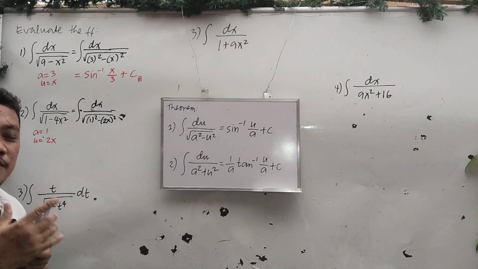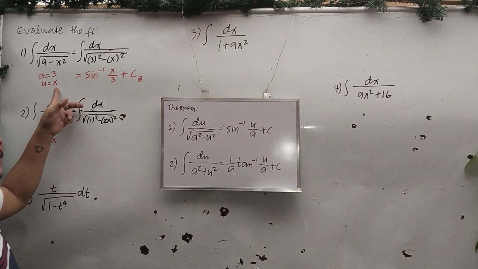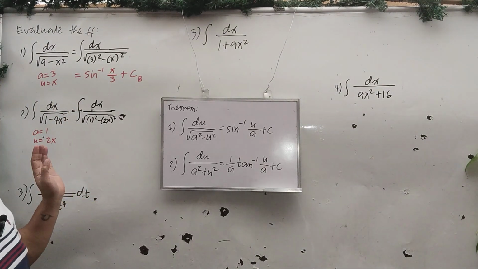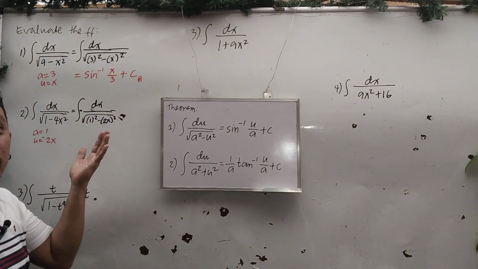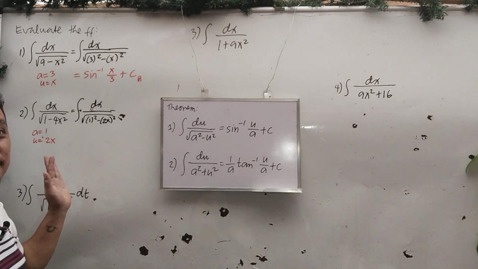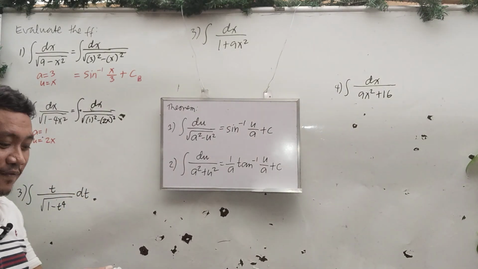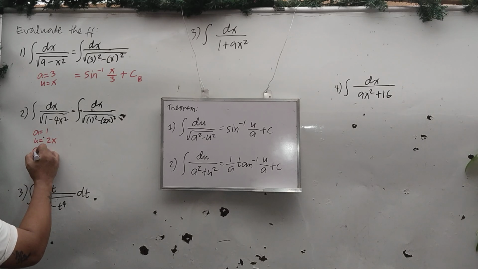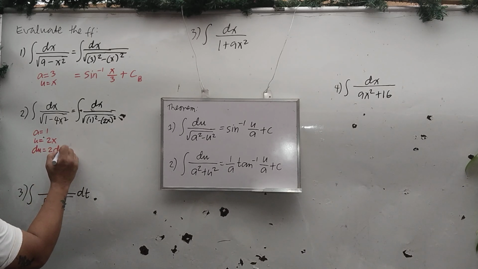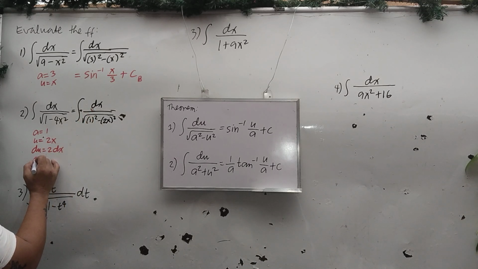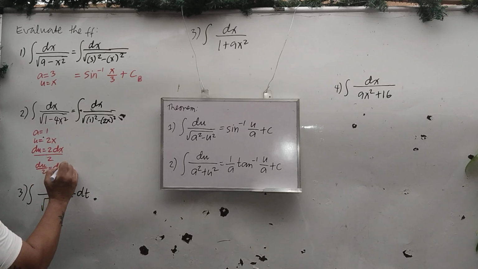Now take note, class, that if u is given as just x, a variable alone, we no longer need to get its derivative, since the derivative of the variable x is 1. But if there is a number greater than 1 like 2, 3, 4 beside x, then we need the du, its derivative. Here, your u is 2x, so we need to obtain its derivative. So du is equal to 2 dx. Since there is no 2 in the dx, we divide both sides by 2, so du over 2 is equal to dx.